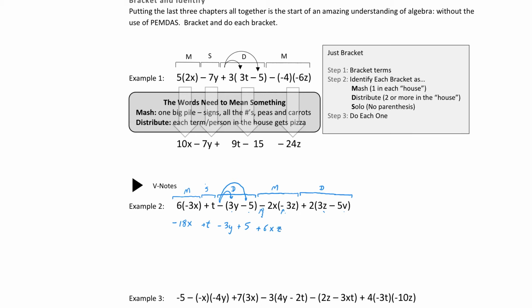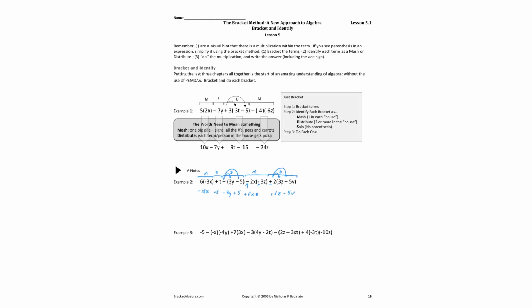And last but not least, a distribute. We're distributing a positive 2, so we don't change signs. We end up with a positive 6z. And a positive times a negative stays negative 5v. And that is how you do some real good, complicated algebra problems. Let's take a look at our next example, example 3.